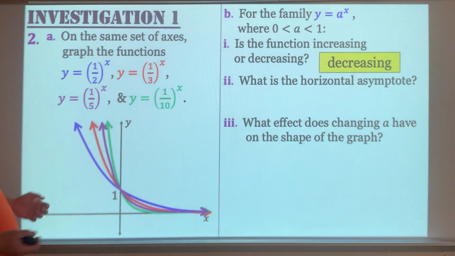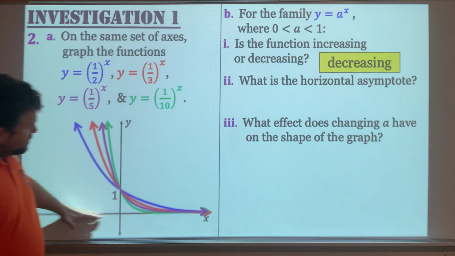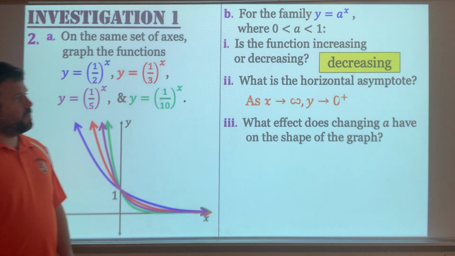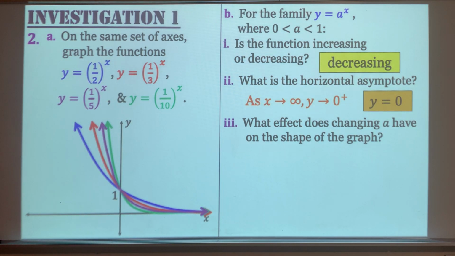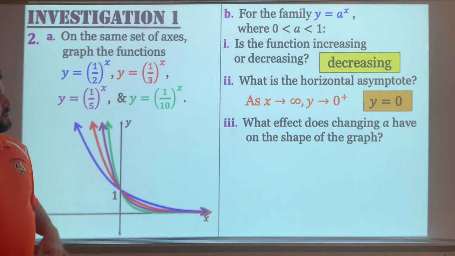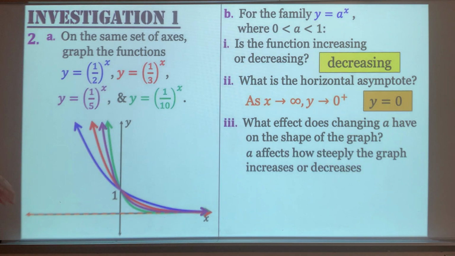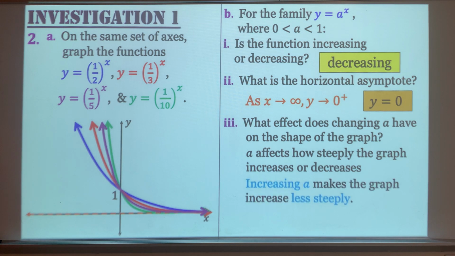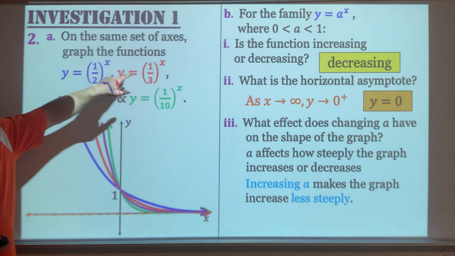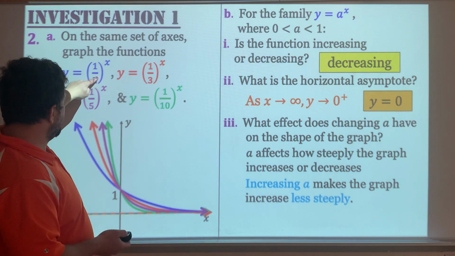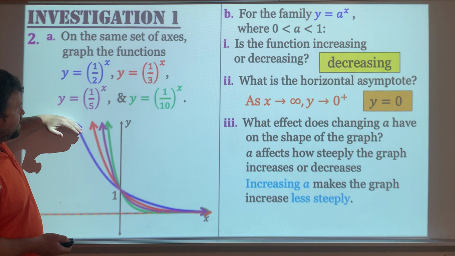From left to right, the function is obviously decreasing. The horizontal asymptote, once again, as you approach infinity, you're approaching 0 from the positive side, so it's y equals 0. What effect does changing the A have on the graph? The same effect as before, right? So here's your horizontal asymptote. A affects how steeply the graph increases or decreases, once again. And guess what? Increasing A now makes the graph less steep. As you increase A, 2 is the highest A, that's what flattens out the curve.